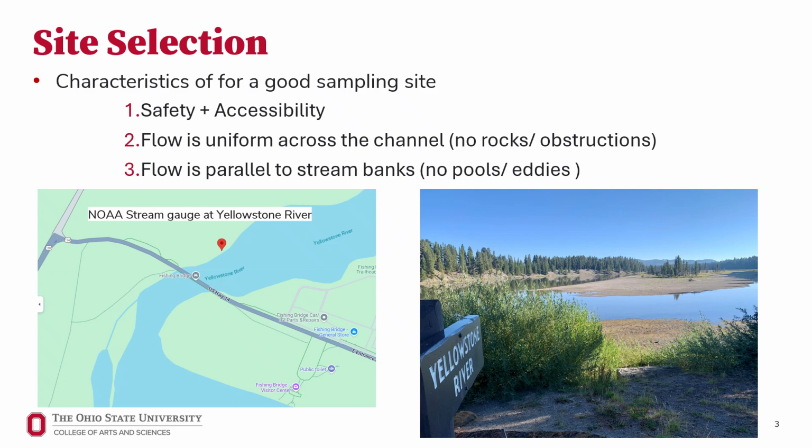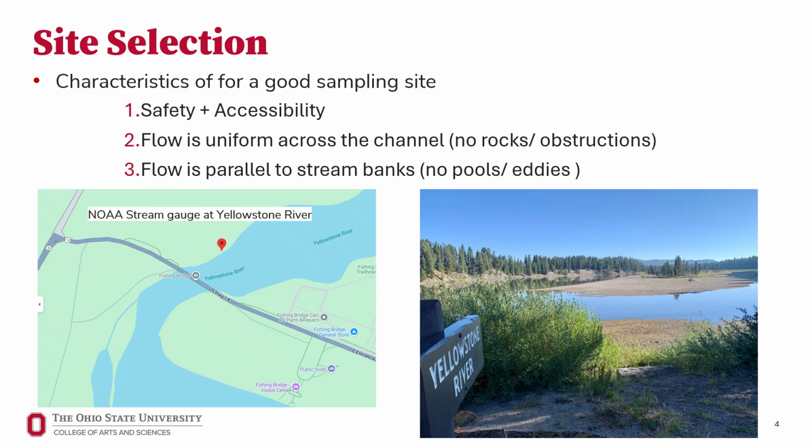First, I want to review the characteristics of a good sampling site. The photos below are depicting a sampling site near the fishing bridge in Yellowstone National Park. Often, a good sampling site will be near a bridge because constructing a bridge usually requires making changes to a stream that also make it an ideal sampling location. This site also has a NOAA stream gauge, which we learned about in the previous lecture, and could provide good long-term data on this sampling site.